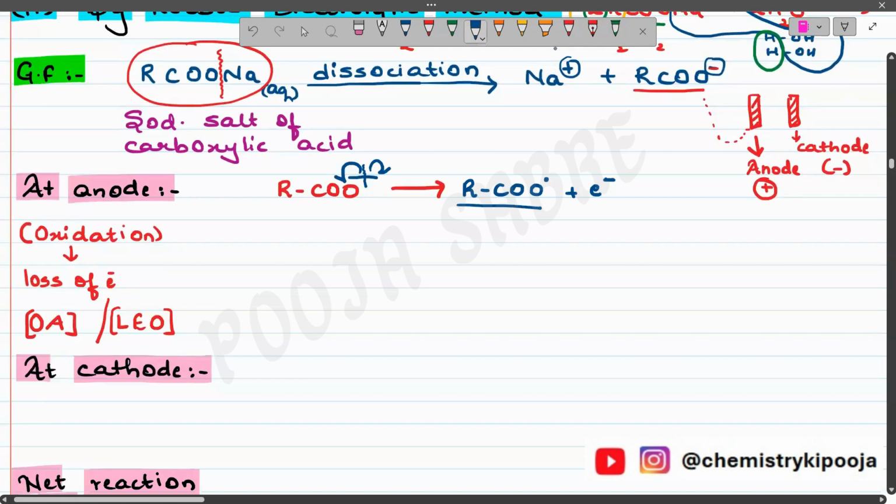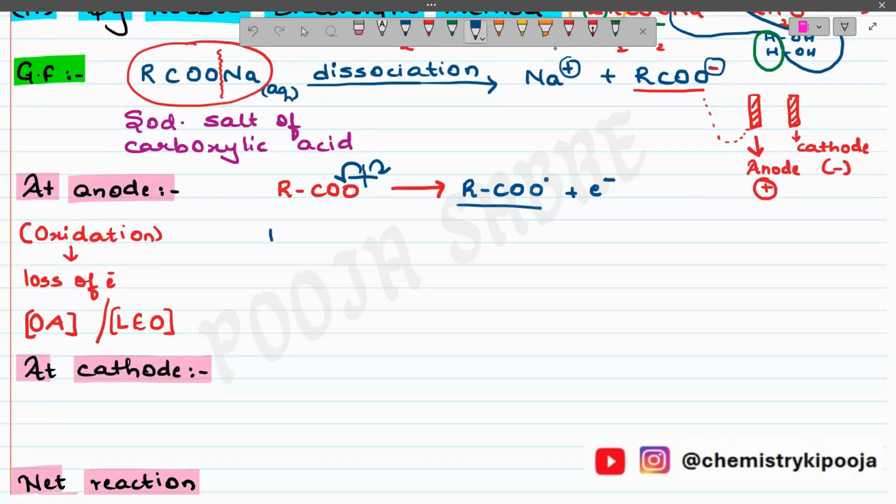Now this thing I'm going to write down. So I'll write down RC, double bond O. I can also write it in this way. There is a free radical present. Now what is going to happen? Again, there will be homolytic fission.